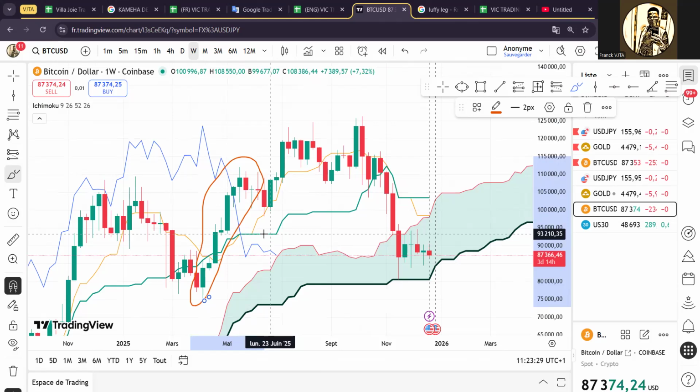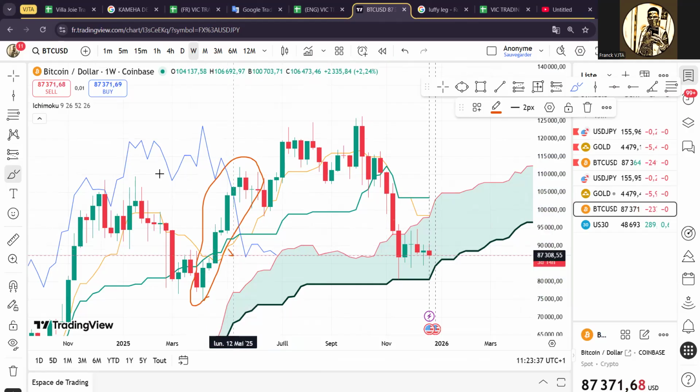Right. Now you will realize that this Luffy leg has no red candle in the middle. There's no red candle, right? And then the highest resistance is closer to the top of the Luffy leg. So it's not logical to say that the market will stop there and move to the upside.